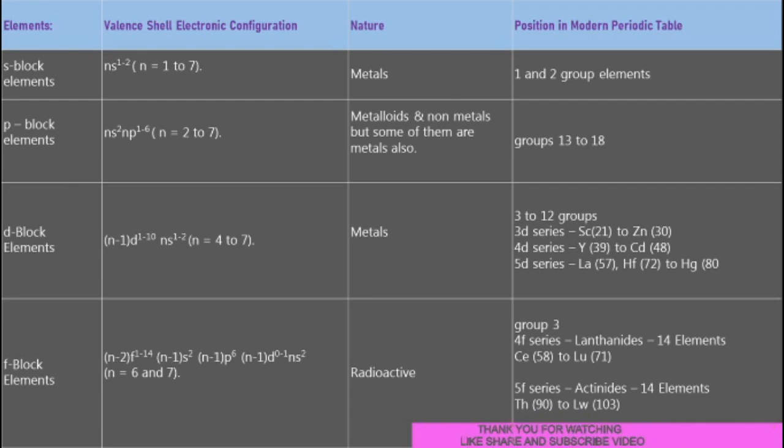F block elements have valence shell electronic configuration with f1 to 14, (n-1)s2, (n-1)p6, (n-1)d0 to 1, ns2, where n is 6 and 7. The F block elements are radioactive in nature. The 4f series, the lanthanides, has 14 elements, from atomic number 58, symbol Ce, cerium, to lutetium, atomic number 71. The 5f series, the actinides, has 14 elements, from thorium to lawrencium.